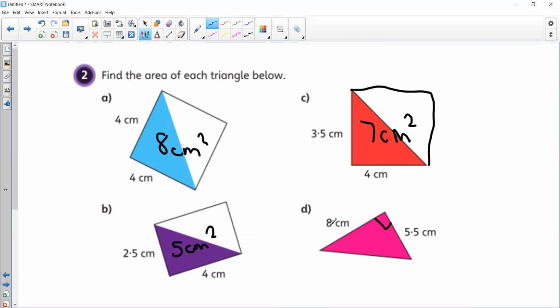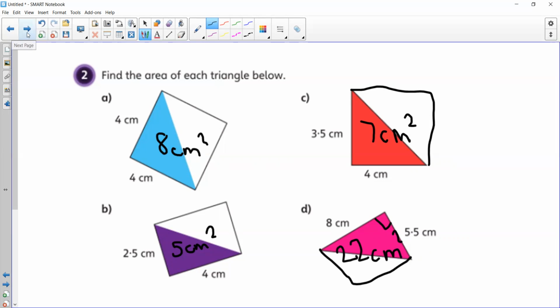Let's try and work it out now. So 8 times 5 is 40. 8 times a half is 4, so that's 44 centimeters for the whole rectangle. If I drew the whole rectangle, half it then would be 22 centimeters squared for that triangle as well. Hopefully you did okay with that.